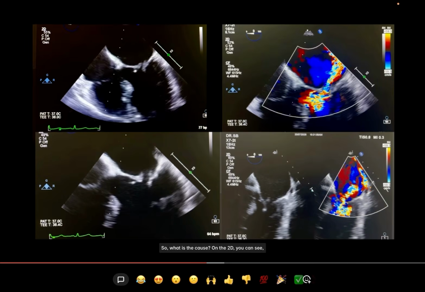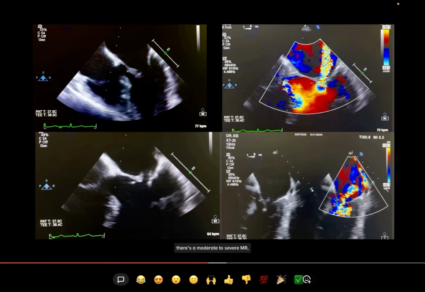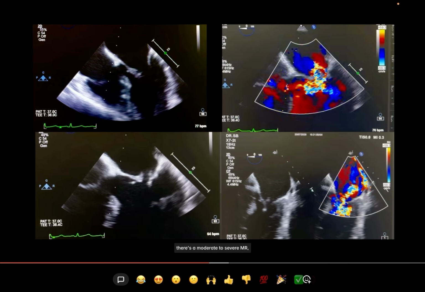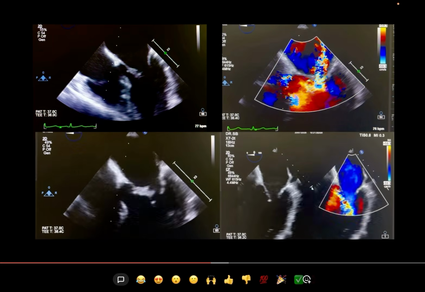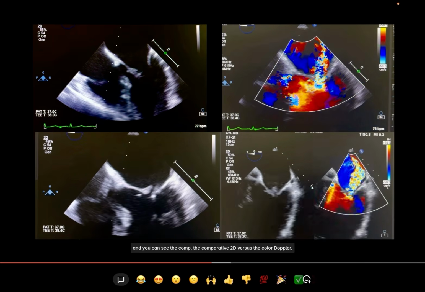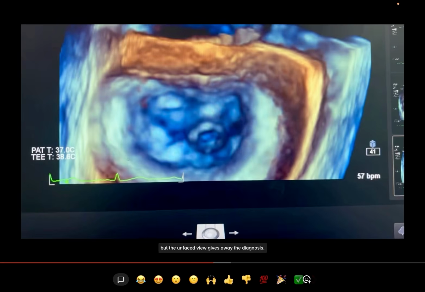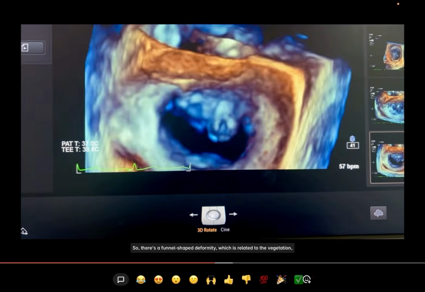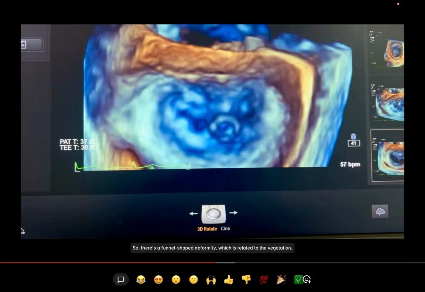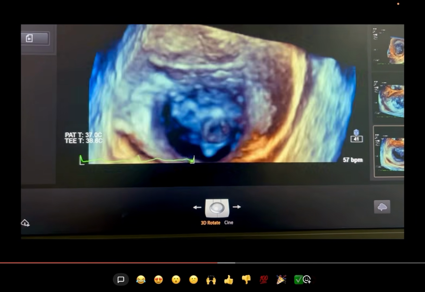So what is the cause? On the 2D you can see there's a channel-like opening right in the middle of the A2 leaflet. There's a moderate to severe MR, and there's a vegetation hanging from the A2 leaflet, and you can see the comparative 2D versus the color Doppler. But the en face view gives away the diagnosis. There's a funnel-shaped deformity which is related to the vegetation, and there's a perforation in the deformed A2 leaflet.